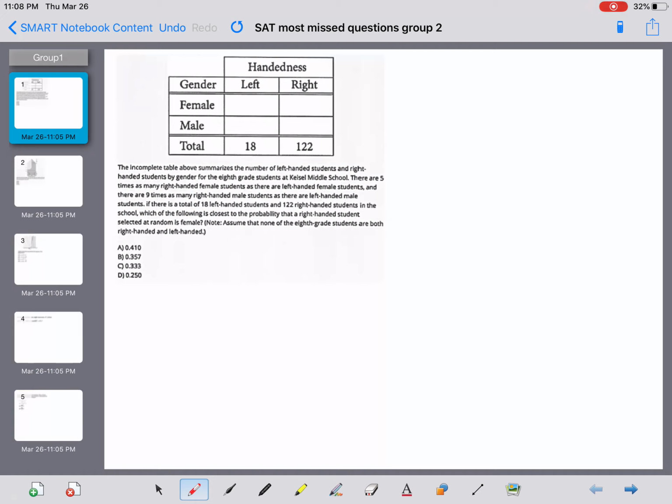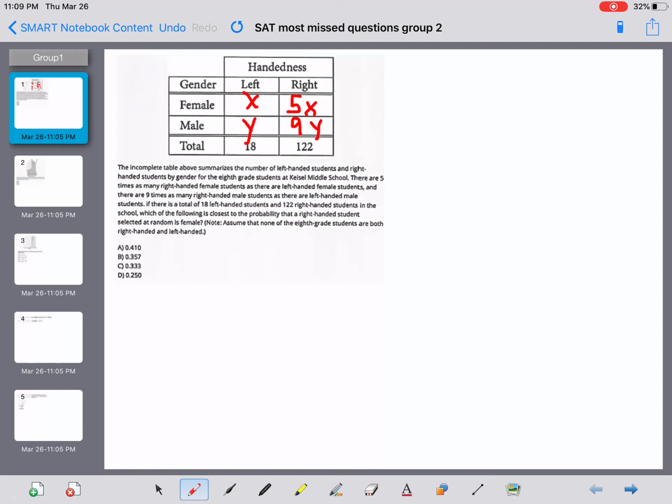skip these. But we start reading, and it says there are 5 times as many right-handed female students as there are left-handed female students. So I'm going to go ahead and put my variables in. The left doesn't have very many, so I'm going to call that one my x. And my right I will call 5x, because there's 5 times as many. Then it says there are 9 times as many right-handed male students as there are left-handed male students. So again, my left-handed males I'm going to call y, and then 9 times that is my 9y over here. And what this does is set us up with a system of equations.